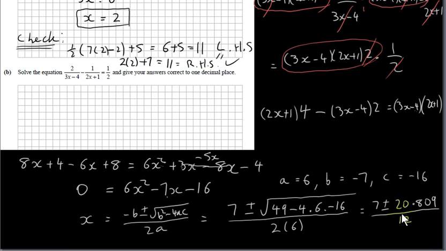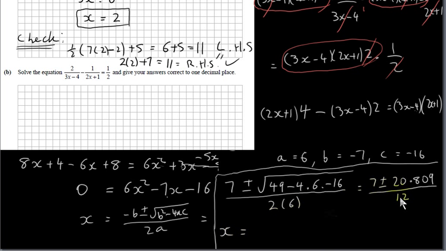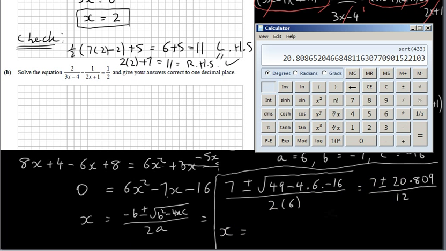So there's going to be 2 answers, depending on whether we take the plus sign or the minus sign. Let's take the plus sign here. So we have this number here, 20.809. I'll leave it as it is, and I'll add on 7. And divide this by 12. Now, let's round this to 1 decimal place. We get 2.3.